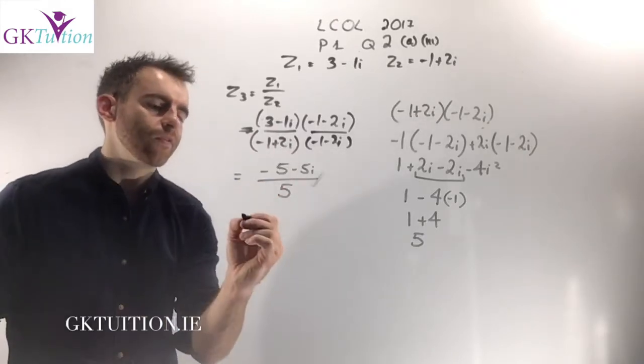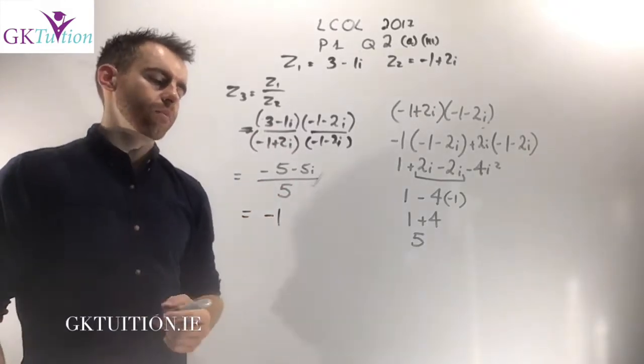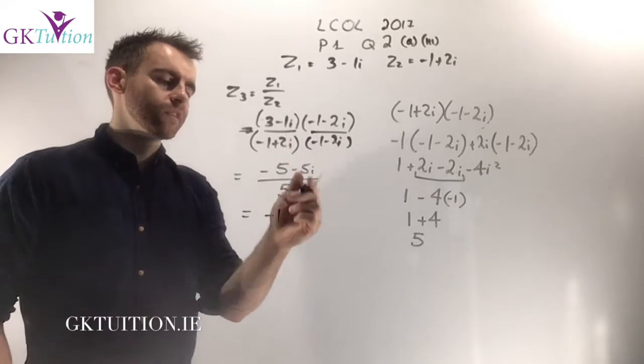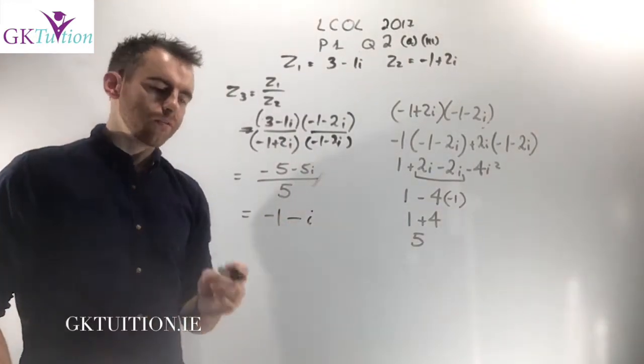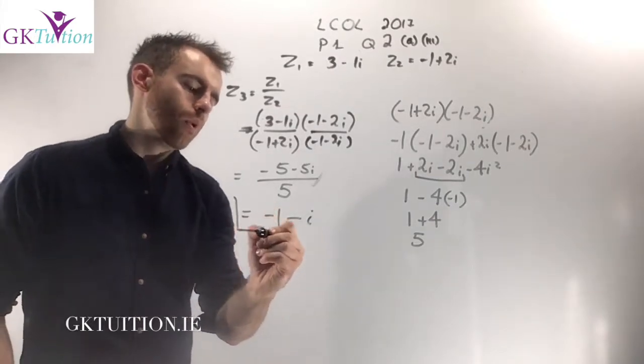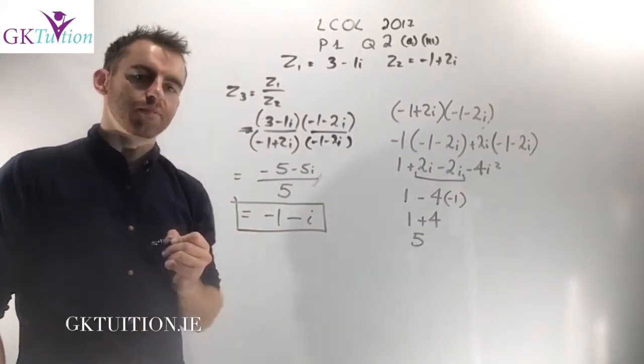5 into minus 5 is going to go minus 1 times. And 5 into minus 5i is going to go minus i times. So your final answer for that one is just minus 1 minus 1i.